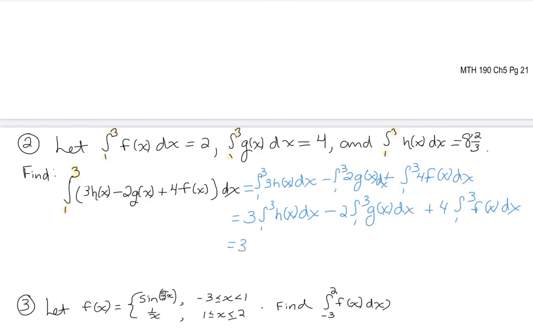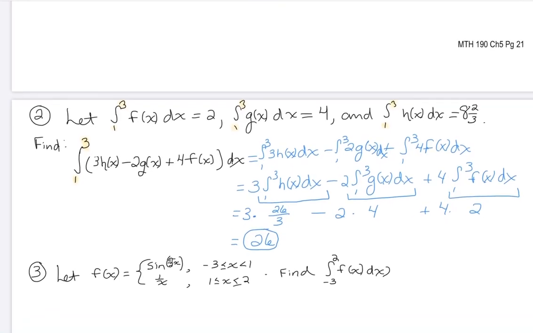So we're going to have 3 times the definite integral from 1 to 3 of h of x, which was 8 2/3. So let's just write that as 26/3, a little easier to work with. Minus 2 times the integral from 1 to 3 of g of x, which was 4. And then plus 4 times the integral from 1 to 3 of f of x, which was 2. So it looks like the last 2 terms are going to end up giving us 0. In the first term there, the 3's reduce, and so our final answer here would be 26.